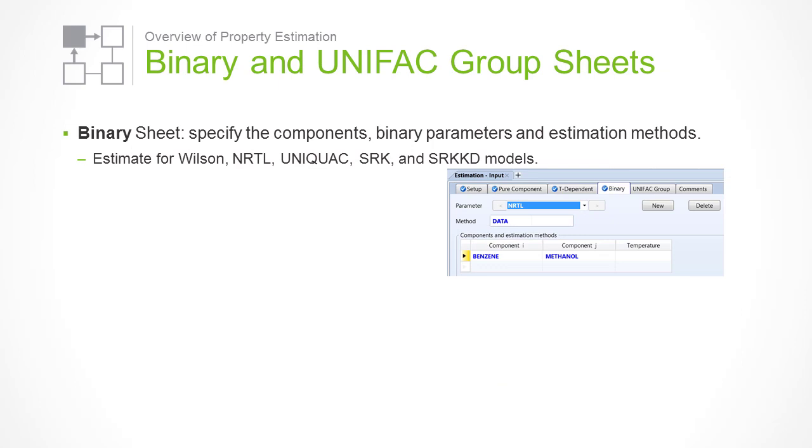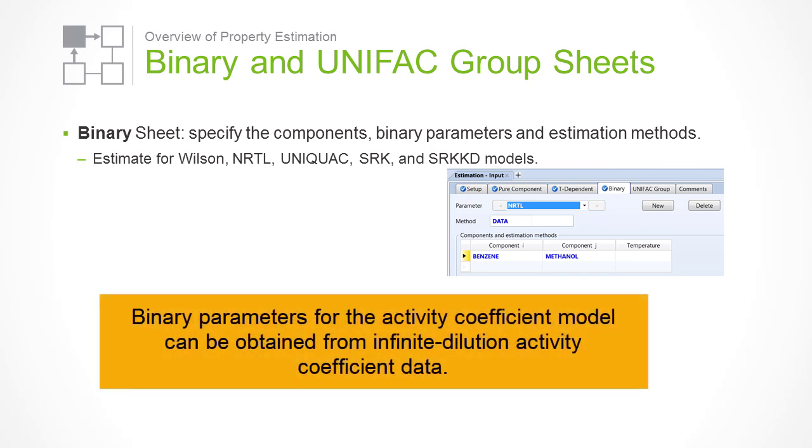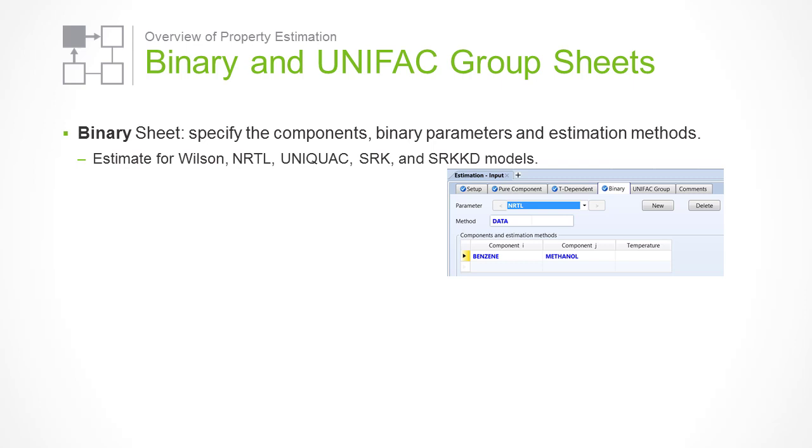PCES can estimate binary parameters for the Wilson, NRTL, Uniquac, Soave-Redlich-Kwong, and SRK-Kabadi-Danner models. Binary parameters for the activity coefficient model can be obtained from infinite dilution activity coefficient data. If you have experimental infinite dilution activity coefficient data, you should use them to estimate any missing binary parameters by specifying the method as data.